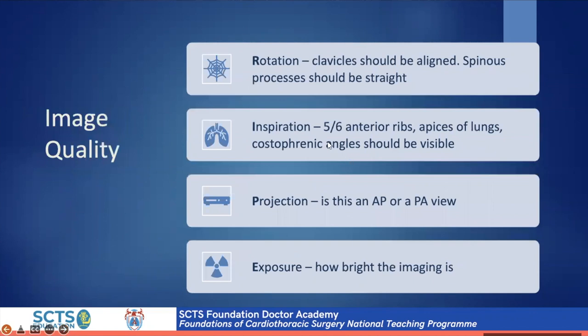Okay. When we look at chest X-ray imaging, we always need to assess the quality of the image as well, to see if we can really gain as much information from it as possible. In that sense, we use the acronym RIPE. Again, other people can use different acronyms and ways of doing that, but I tend to use this way. First of all, assessing rotation. We assess rotation by looking at the bony prominences of the thorax, which includes looking at the clavicles to see if they're aligned, and looking at the spinous processes to see if they're also aligned.